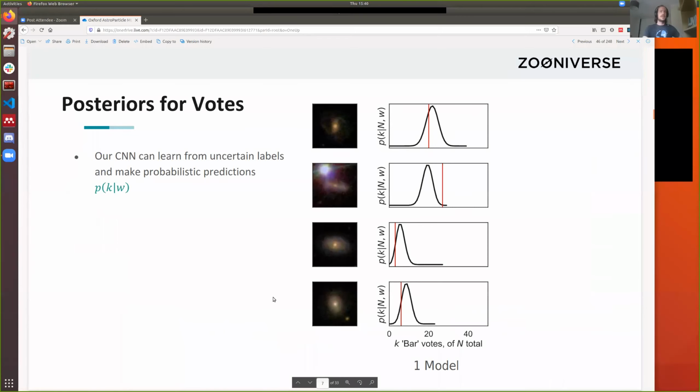We're going to make it learn from uncertain labels and make probabilistic predictions. So here's what I mean. Each row here is a galaxy, and my model is predicting, for those galaxies, posteriors for how many volunteers will say this galaxy has a bar. That's this kind of linear feature you can see. Instead of just making a single prediction, so we think this is a bar, we think this is not, we're going to predict a posterior over all the possible things the volunteers might say.